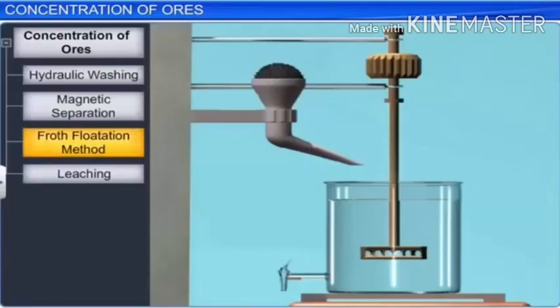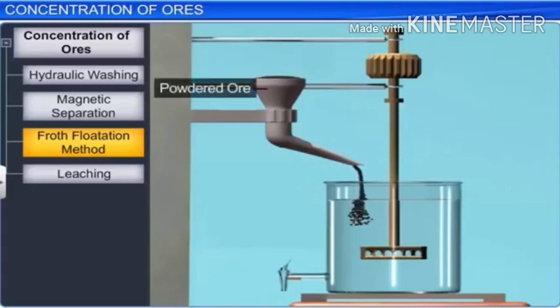The next method for the concentration of the ore is the froth flotation method. We use the froth flotation method on the principle that the mineral particles or the ore particles can be wetted by oils while the gangue particles are wetted only by water. So we are using this principle for the froth flotation method. Only the mineral particles will be wetted by the oils, while the gangue particles by water only.